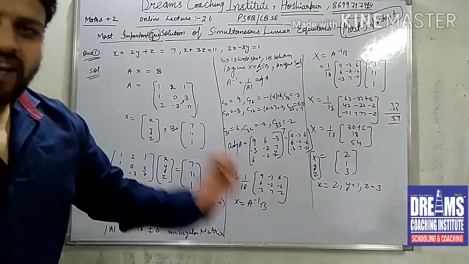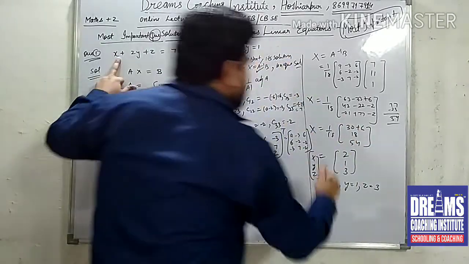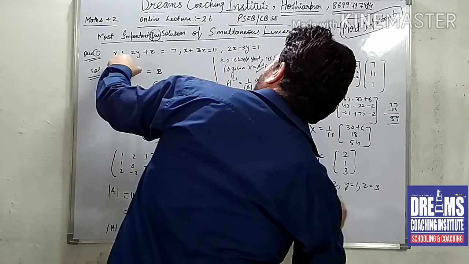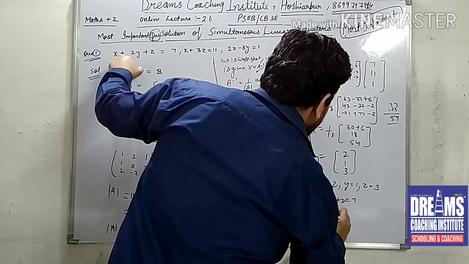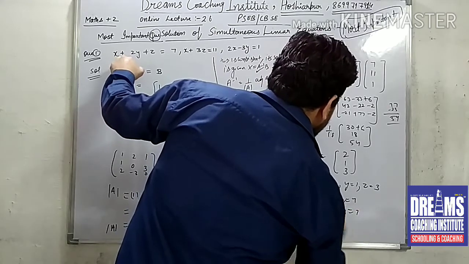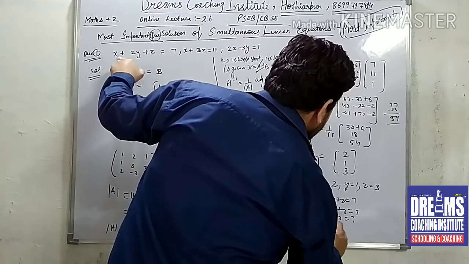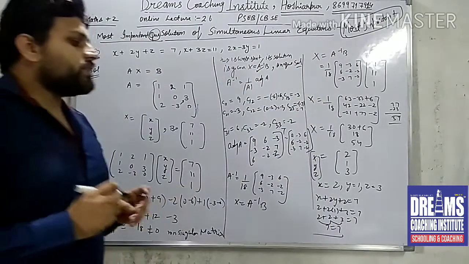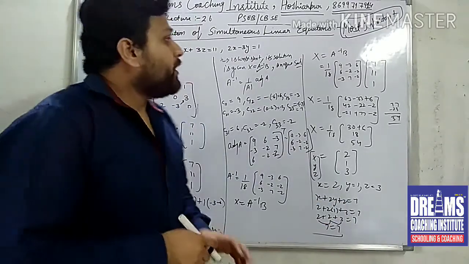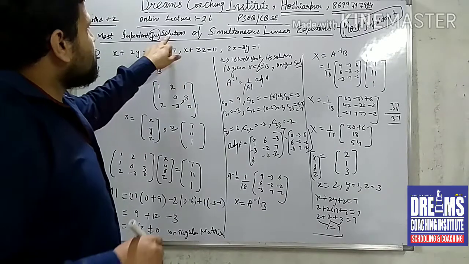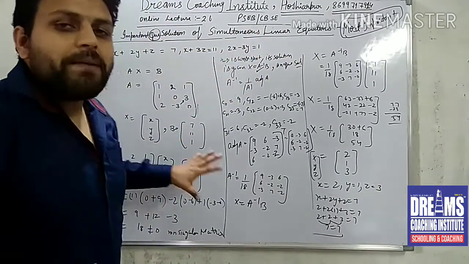To check whether your answer is correct or wrong, you need to put these values in any of these equations. If I put in the equation x plus 2y plus z equals 7, which is number 1: 2 plus 2 into 1, z is 3, equals 7. 2 plus 2 is 4, plus 3 is 7. 7 equals 7, so the right hand side equals the left hand side. It means our answer is correct. So this is the solution of simultaneous linear equations by the matrix method.